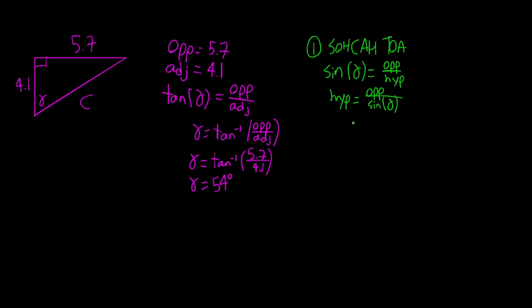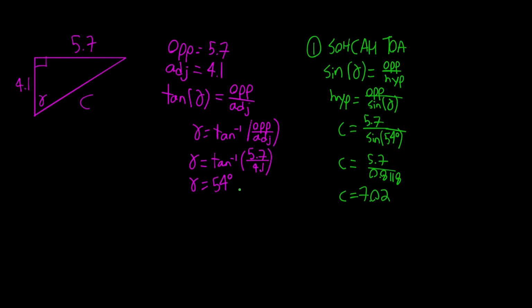So now I'm going to replace all of my variables. My hypotenuse is c, so c is going to be equal to the opposite 5.7 divided by the sine of 54 degrees. Well, this is going to give me that c is equal to 5.7 divided by 0.8118, or that c is equal to about 7.02.